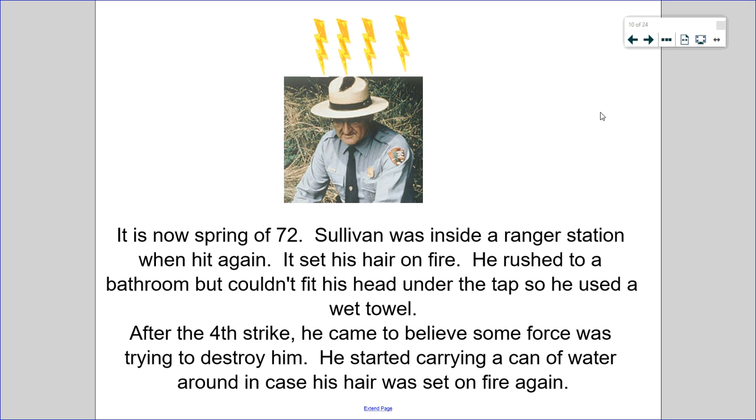He rushed to a bathroom, but couldn't fit his head between the tap and the basin, so he had to use a wet towel to put his head out. After the fourth strike, he now was pretty much convinced that there was some force of nature trying to destroy him, and he actually started carrying a can of water around in case his hair was set on fire again.